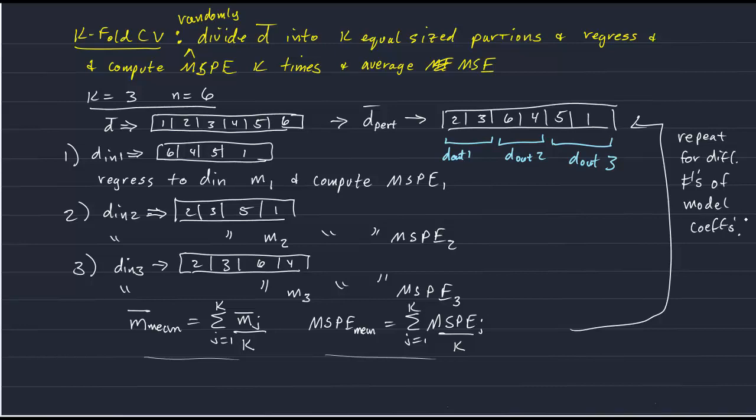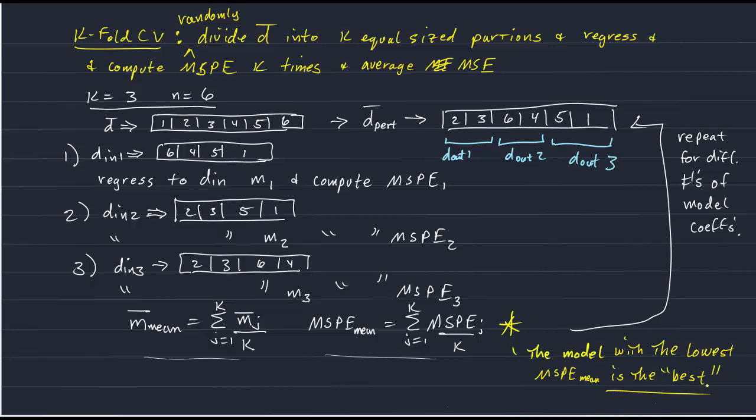And again, the complexity of the model tends to increase with the number of model coefficients. So if we repeat this for multiple sets of model coefficients, we want to compare the values of the mean MSPE, and the model, which is defined by the coefficients, with the lowest mean MSPE is the best. So it's most likely to be the best predictor of the process, or this type of data, that you're trying to understand. Okay, so that's a summary of k-fold cross-validation.